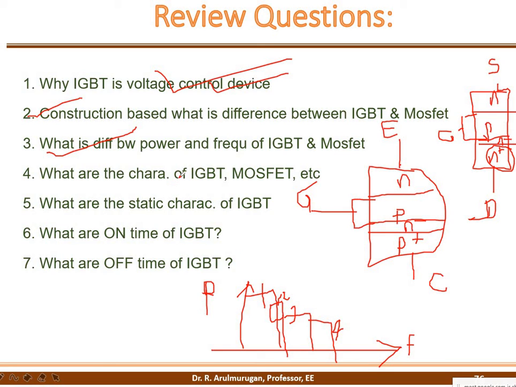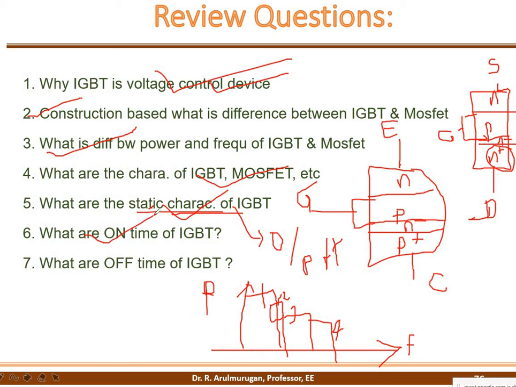What are the characteristics of the IGBT and the MOSFET? Not only IGBT and MOSFET, but also SCR and GTO. There are two characteristics: one is static and the other is dynamic. Dynamic characteristics are nothing but switching characteristics. Static characteristics are nothing but finding out the output characteristics and transfer characteristics.